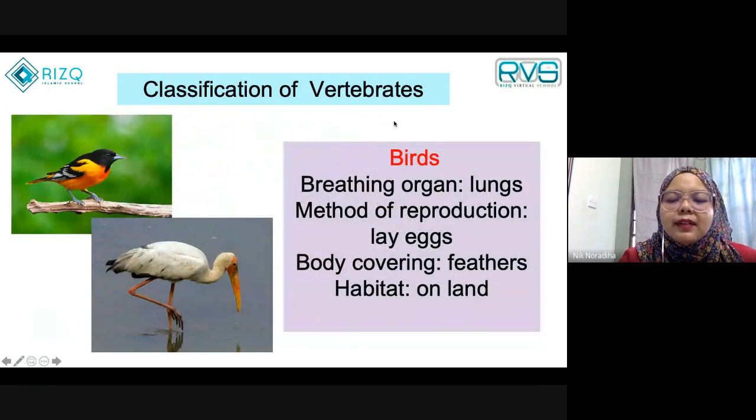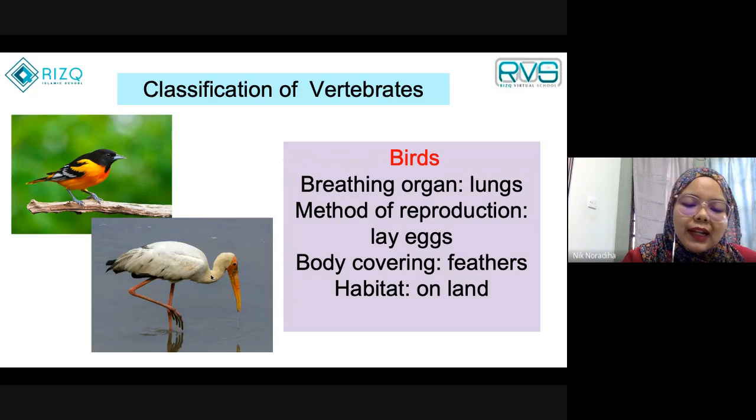So, the next group we have is bird. How do birds breathe? They have lungs as well. For the method of reproduction, they lay eggs. For the body covering, they have feathers, and they live mostly on land.